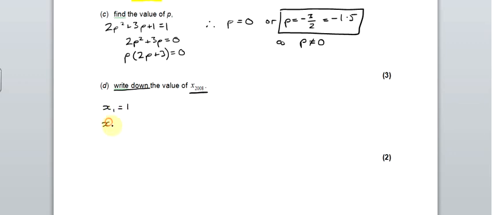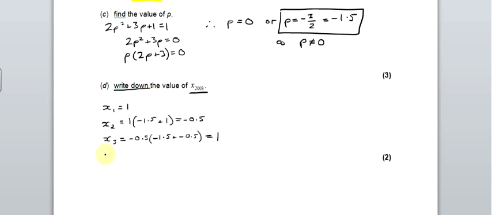Now x2, the second term, is equal to 1 times p plus 1. Now p was minus 1.5 plus 1, and that gives minus 0.5. And then the third term is minus 0.5 times minus 1.5 plus minus 0.5, which works out to be 1.